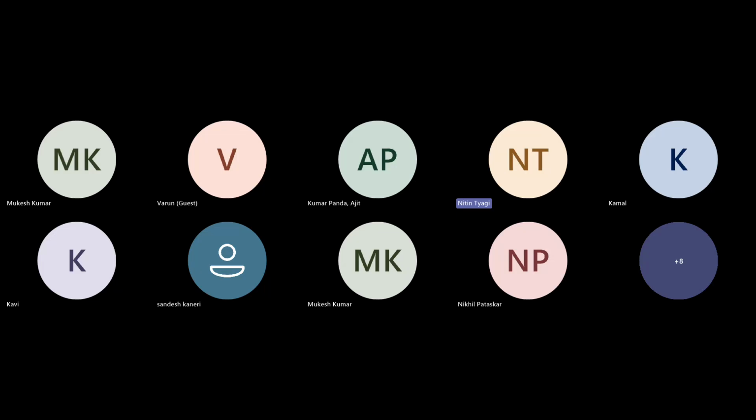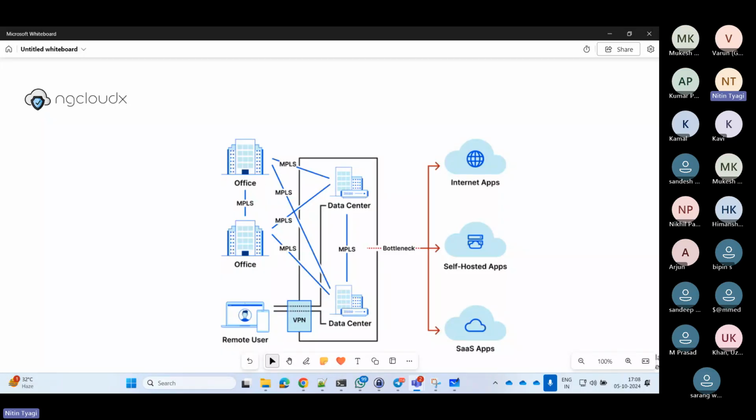Discuss about the migration process from legacy infrastructure to the SD-WAN enabled, SSE enabled infrastructure, that is your SASE architecture, right?